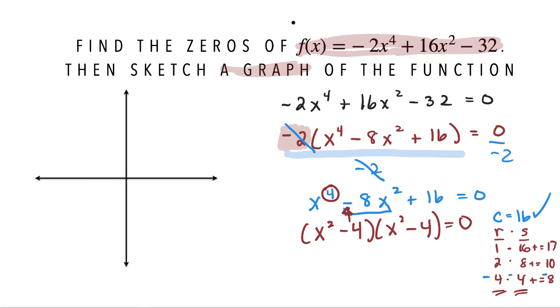And we'll go ahead and keep factoring these. These are both differences of squares. This is an x squared minus a 2 squared. So we can use our difference of squares: x minus 2, x plus 2, times x minus 2, times x plus 2.